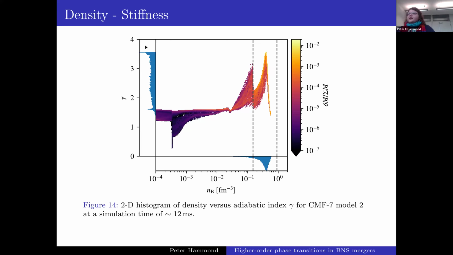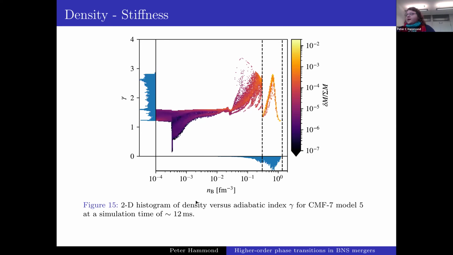And you can see that there's quite a lot of matter up here at very high stiffnesses. So this is a 2D histogram of the mass that lives at a particular density and stiffness. And this is at a simulation time of 12 milliseconds. So this is basically at the merger time, slightly after.